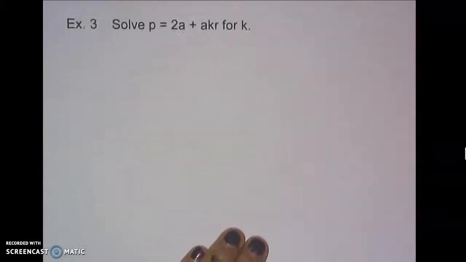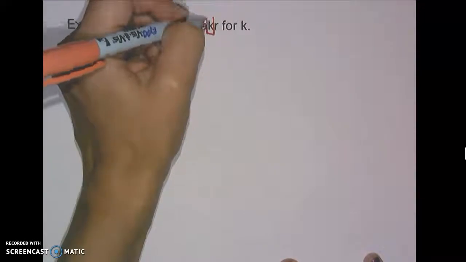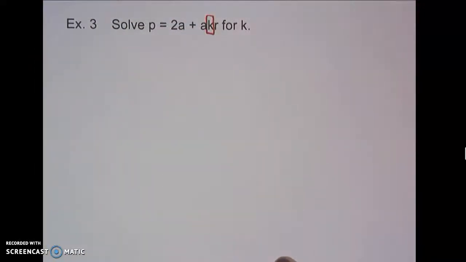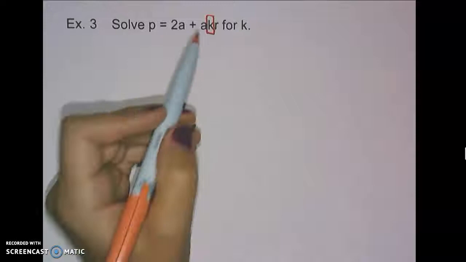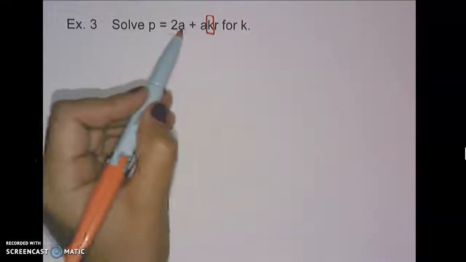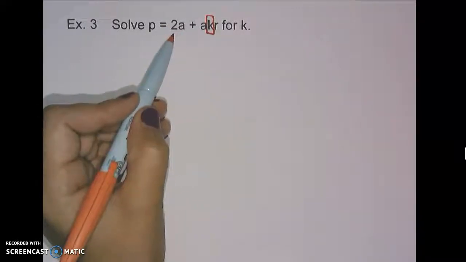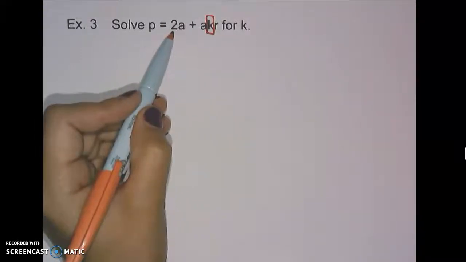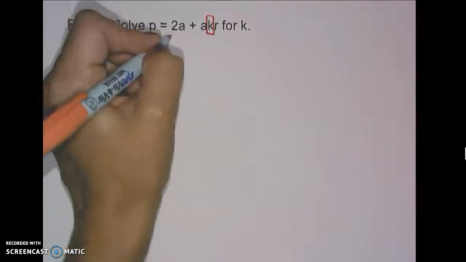All right, next one here. We have p equals 2a plus akr, and we're going to solve this for k. Now there is a lot going on in this question, or it appears, but we don't have to be scared by that. We're just going to take our time. In this, we are going to have to get k by itself, which means we need to get this term by itself first. That means this 2a. We're going to take that 2a, since it's positive. How do we move it to the other side? We're going to subtract it.